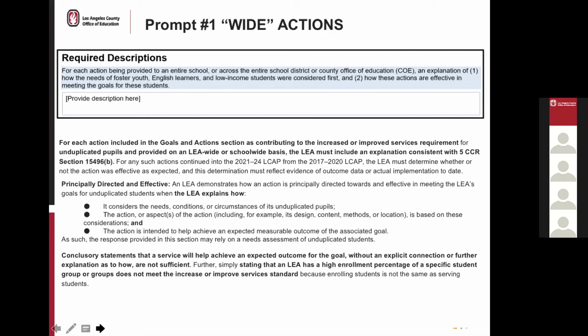The prompt indicates that the section will provide an explanation for each contributing school-wide and LEA-wide action about how the needs of foster youth, ELs, and low-income students were considered first, and how the actions are effective in meeting the goals for these students. While that is the overall concept, the prompt does not articulate how an LEA must explain that a contributing school-wide action or a district-wide action is principally directed and effective as defined in the California Code of Regulations and included in the instructions. So let's look closely at the instructions.